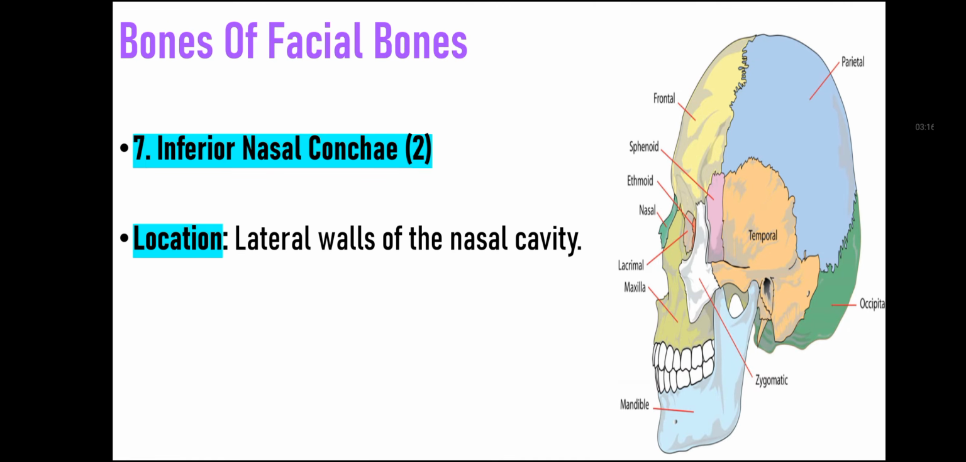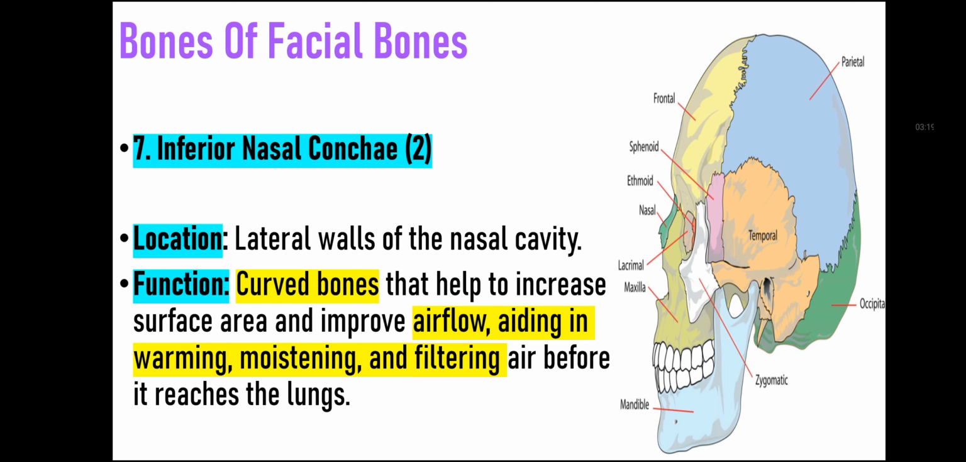Their location is lateral wall of nasal cavity. Function, they are curved bones, so they help to increase the surface area and improve airflow, aiding in warming, moistening, and filtering air before it reaches the lung.